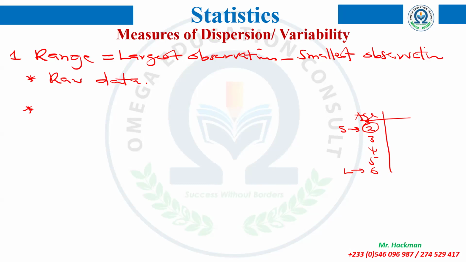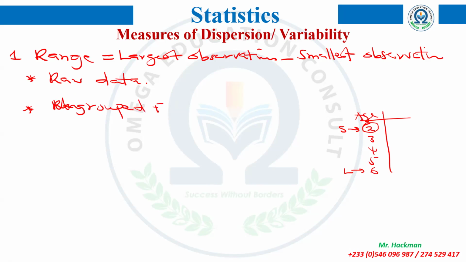We'll go and look at specific examples, but I'm just introducing you to the concept. Is my point well made? Yes, please. Okay, range is always the difference. However, you can equally use the same thing for an ungrouped frequency distribution table.